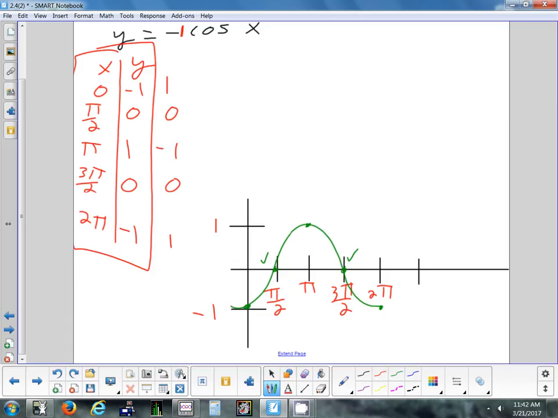Do we need to know that? Do you need to know what that point's called, what it does? Point of inflection? No. No need to know that. Any questions on that?